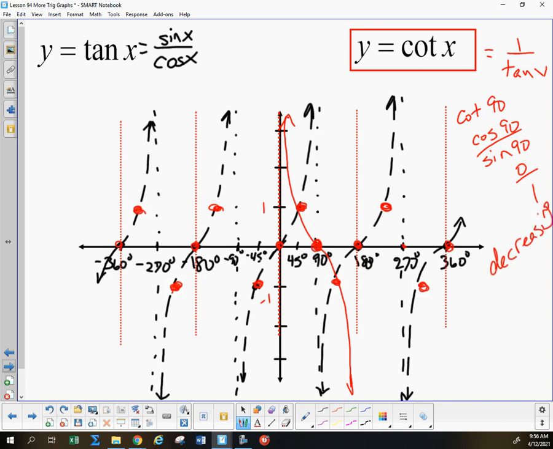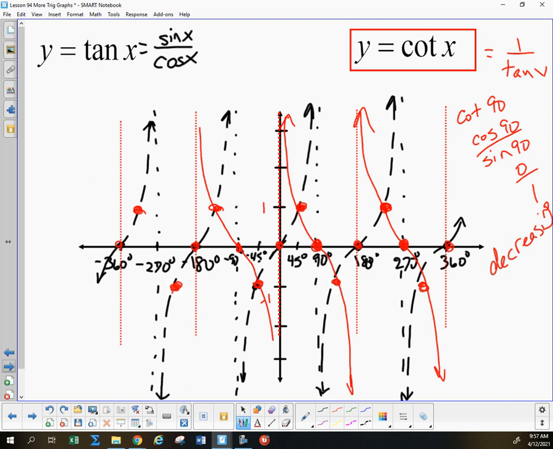And then let's see, at 270 degrees, if I plug in cosine 270 over sine 270, I get 0 over -1, so I need 0. And it's got to go through this keeper point. So I get another shape that looks like that. And same thing for these other sections.